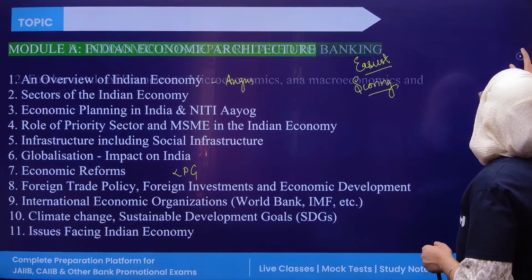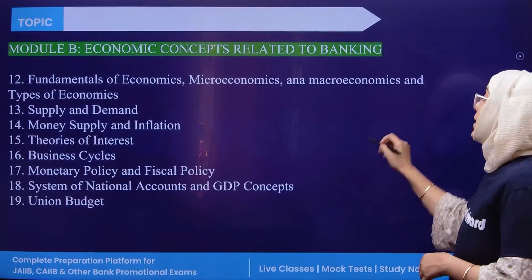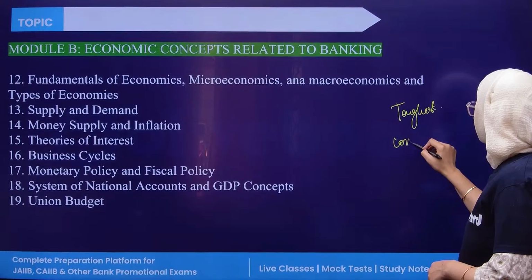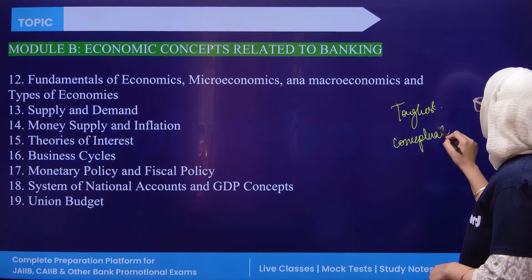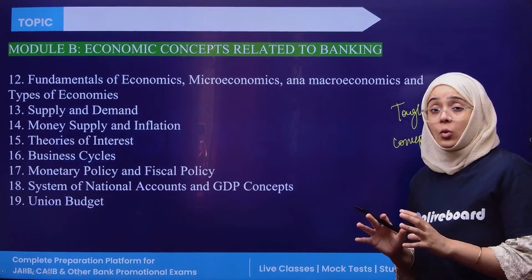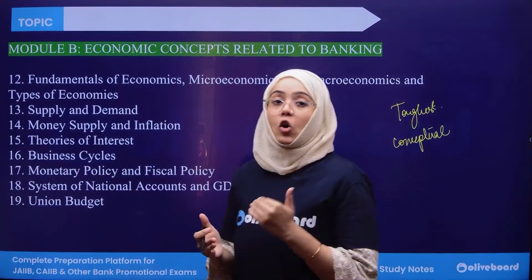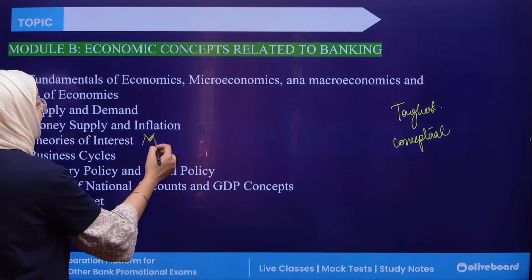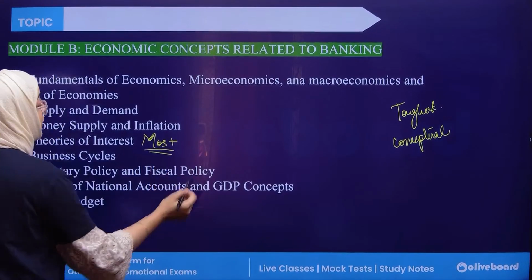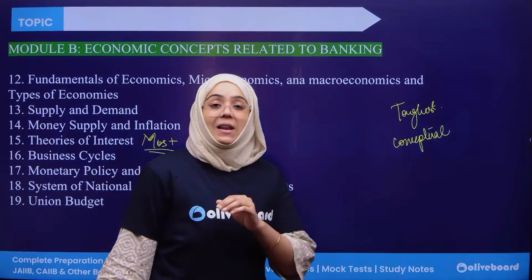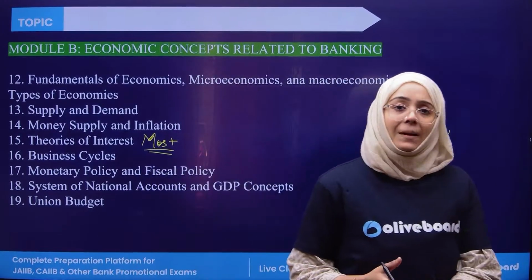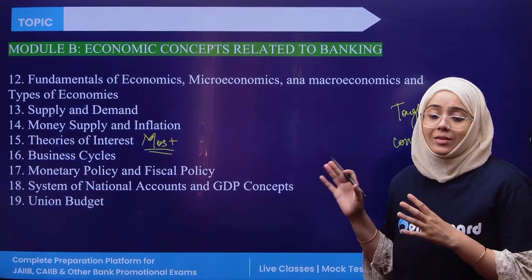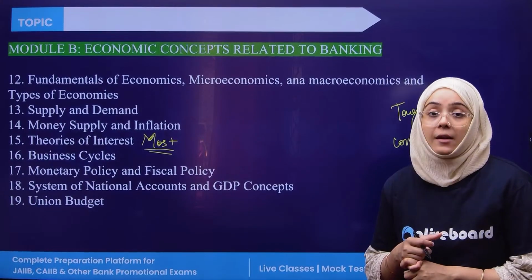Now module B. Module B, from my point of view, is actually the toughest module. It is very conceptual. All you have to do is focus on the concepts, right? In this, you will find the most difficult chapter of the complete syllabus, that is the theories of interest. In this, you will learn all about the graph, demand, supply, diminishing marginal utility, theories of interest. A lot you will learn in this module B. Toughest part, right?